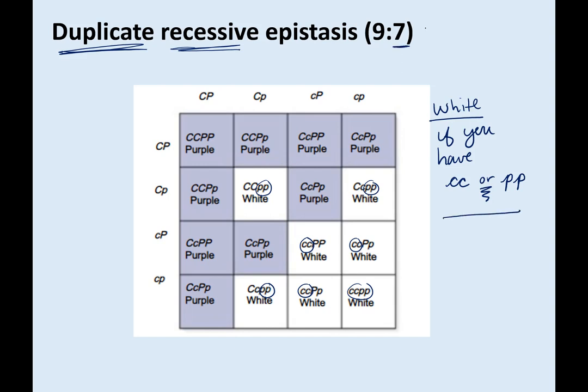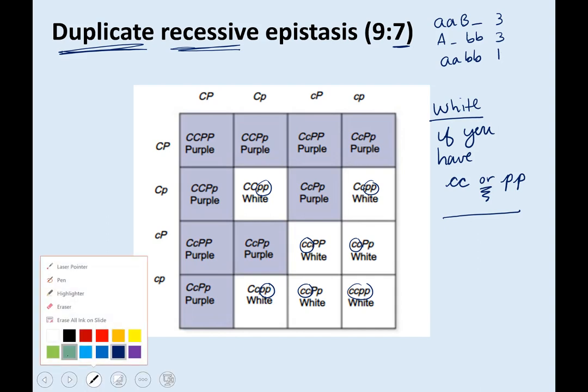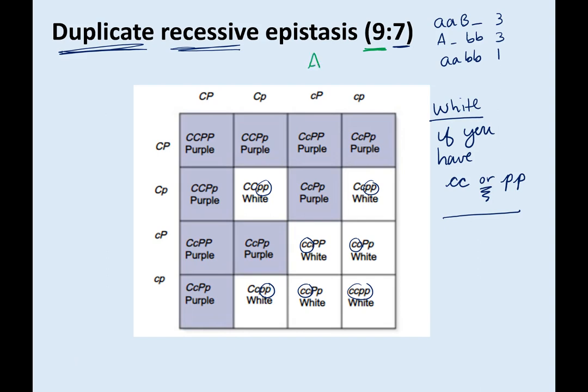So this 7 is a combination of little a, big B something, big A something, little b, these are our 3s, and little a, little b, these are our 1s. So on the flip side, on the 9s, that's where you have one of each dominant allele. And you can go through and check that out. As soon as you get homozygous recessive, you're going to have a different phenotype.